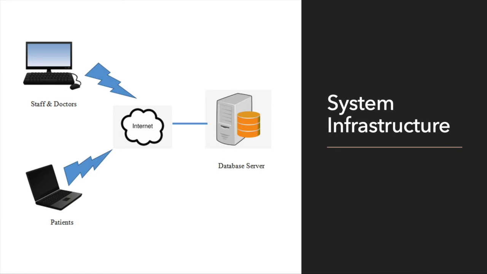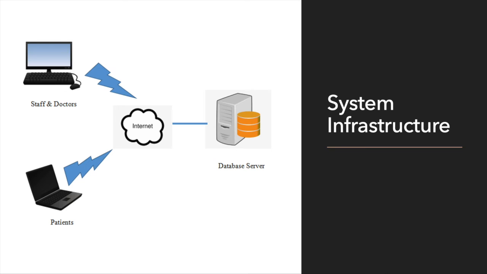The OMS will have connectivity to the central database to retrieve patient information. The ophthalmologist medical system cannot stop functioning because of a broken network. This is the diagram for the system architecture. Staff and doctors will connect to the internet and the database server, and patients will connect to the internet and the database server.